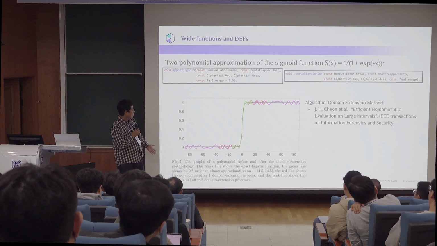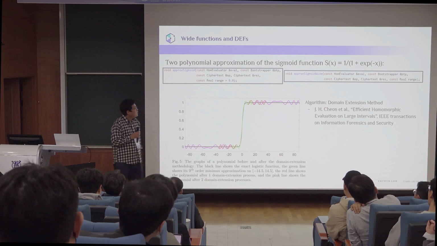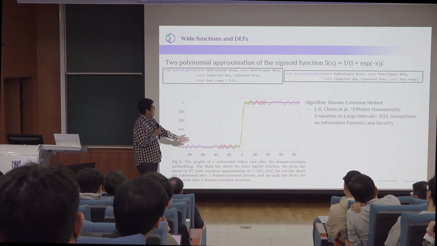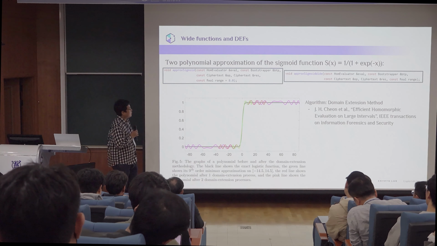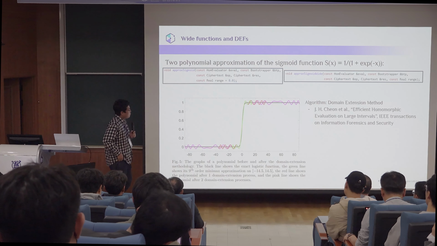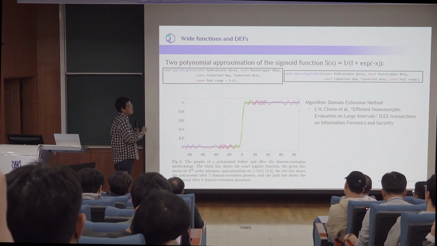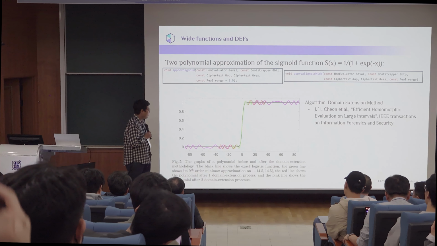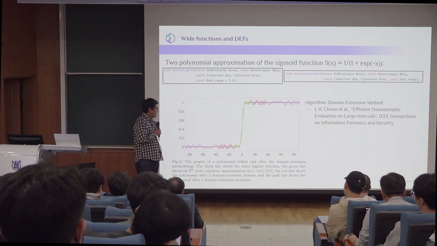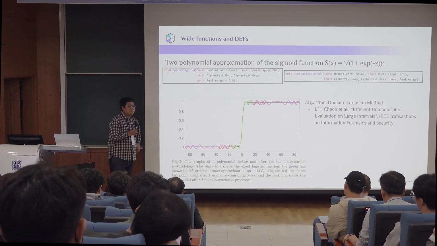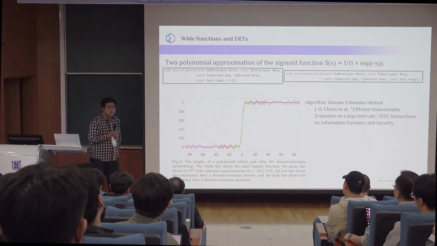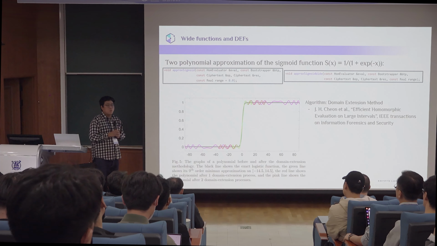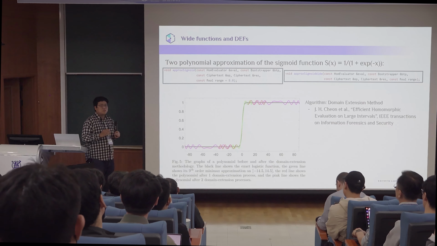our goal is to approximate this step function, but first we restrict our range to a small neighborhood of 0. Then, for example, the green polynomial is one we can find. But in that case, if we give an input beyond this input range, then it could explode. So we need to find some way to adjust the domain.